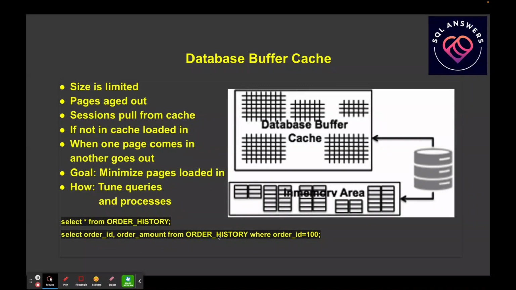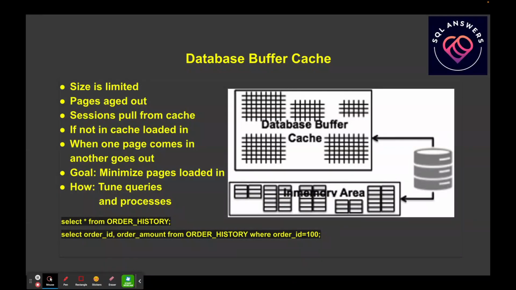And here you're selecting from order history, and you're specifying a very specific row, where the order ID equals 100. So you're going to get all of the data in the order history table that's associated with order ID 100. And let's say that there's only one row.